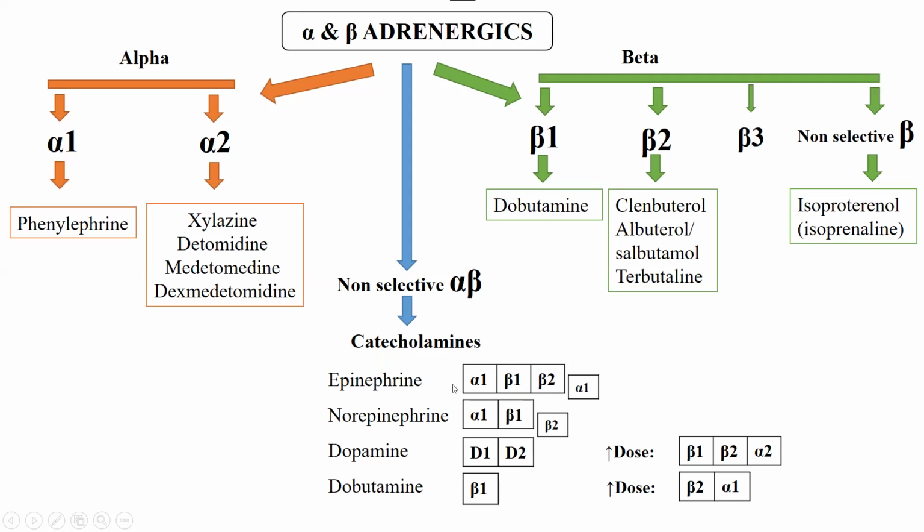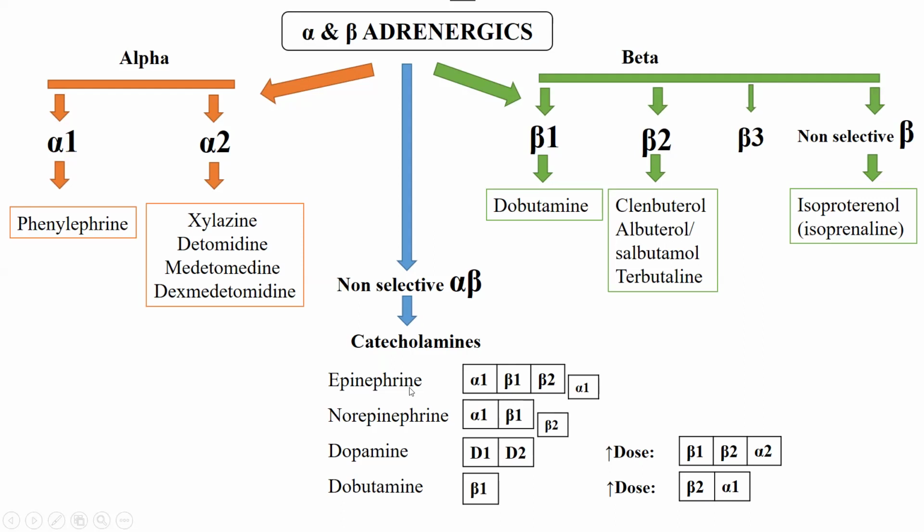And how do they act? Epinephrine acts on alpha 1, beta 1, and beta 2, and it has very little activity on alpha 2. Norepinephrine mainly acts on alpha 1 and beta 1, but it has very little activity on beta 2. Dopamine acts mainly on dopaminergic receptors D1 and D2. But if you increase the dose of dopamine, it will also start to act on beta 1, beta 2, and alpha 1. Same for dobutamine, it acts on beta 1 mainly, but as you increase the dose, it will act on beta 2 and alpha 1.